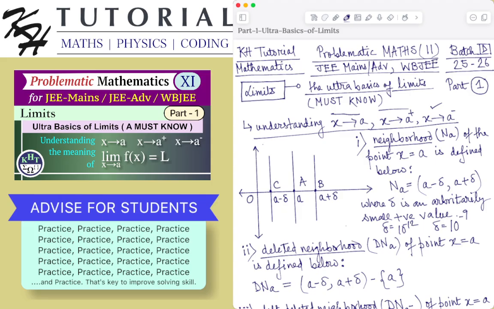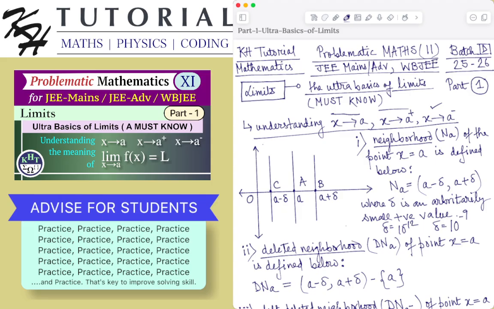So the neighborhood of the point x equals a is the set of all points in the interval a minus delta to a plus delta, which means all those values of x greater than a minus delta and less than a plus delta.